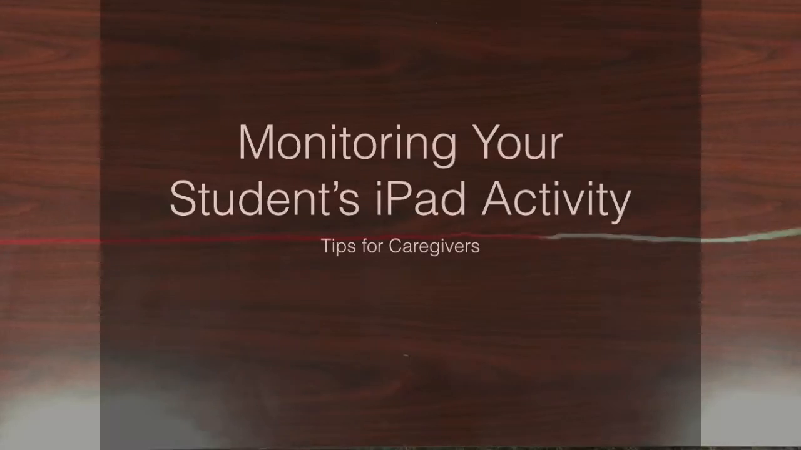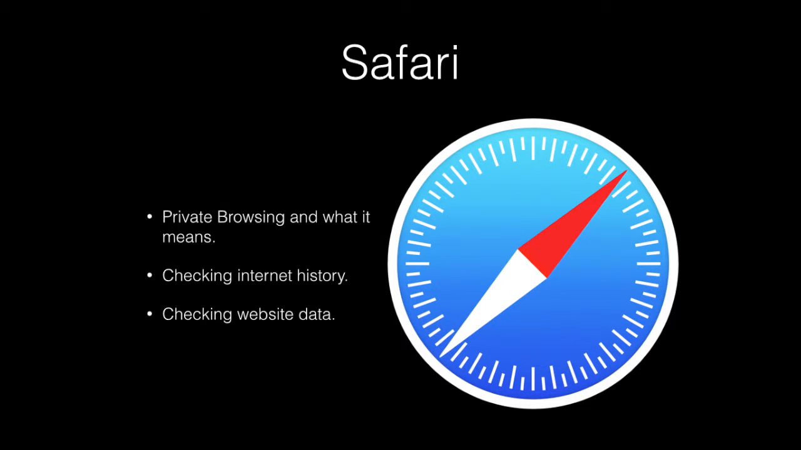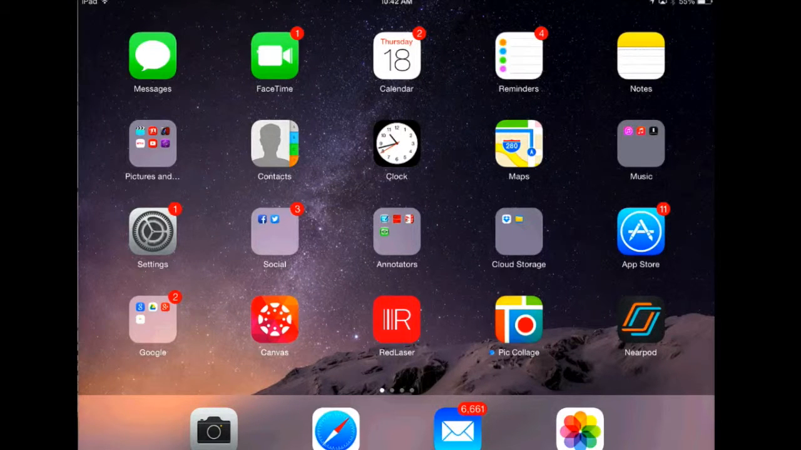This video is on how to monitor Safari. Safari is the native browser that comes on all iOS devices. We're going to talk today about private browsing and what it means, checking internet history, and checking website data. We're going to talk about private browsing within Safari.